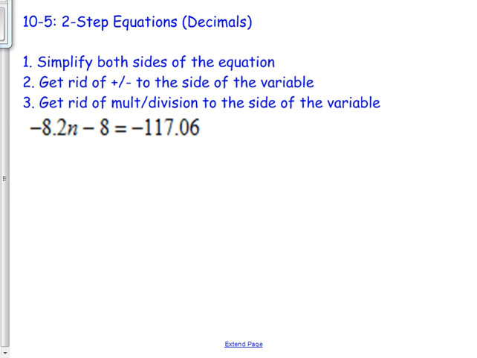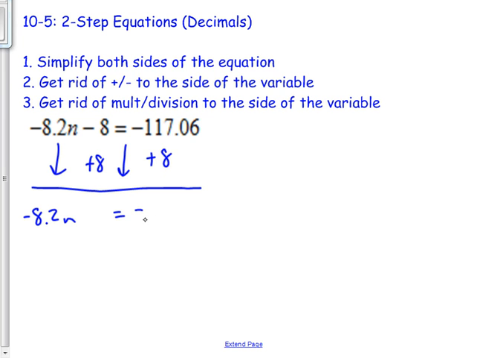Okay, so starting with this one, we always look at the side of the variable. We got to get rid of the addition and subtraction part first. So let's go ahead and add 8 to both sides. Okay, so we draw our line. We bring our negative 8.2n down. We got to bring our equal sign down. And then since this is negative and this is positive, our answer is going to be negative. And then I just got to find the difference between those. So 117.06 minus 8 would be negative 109.06.